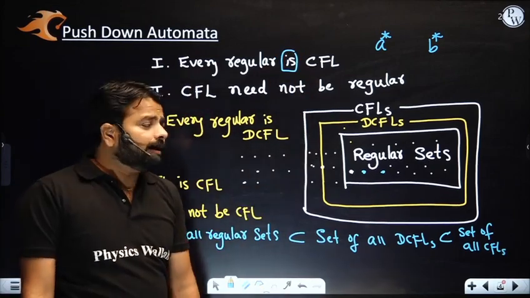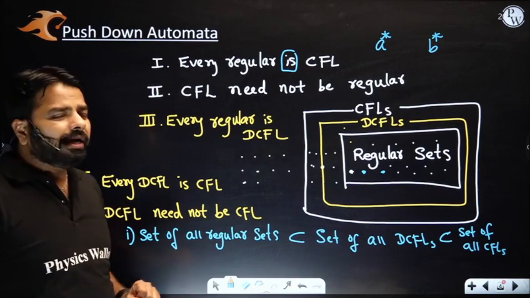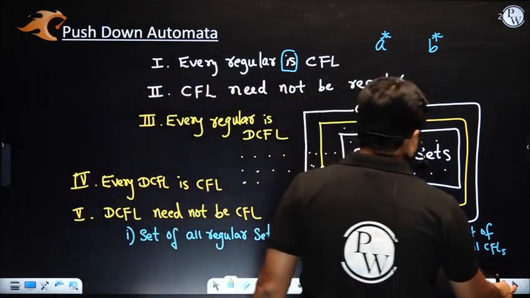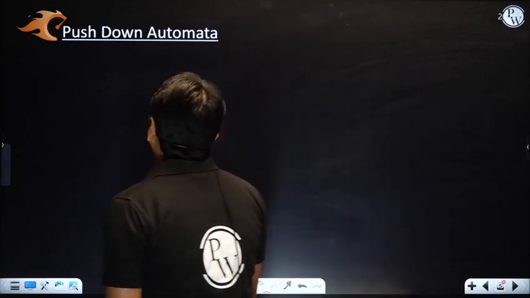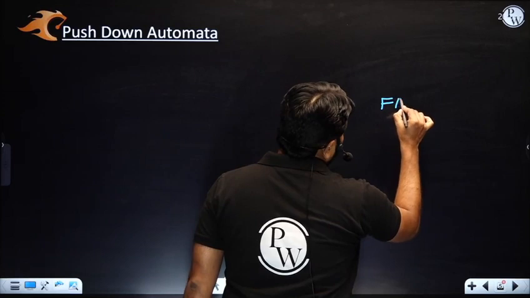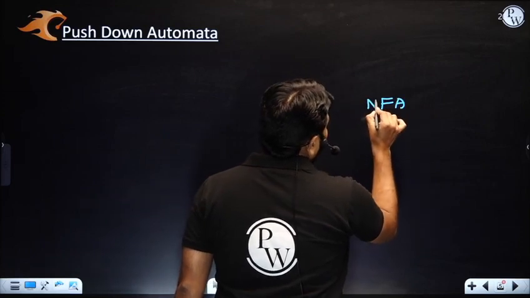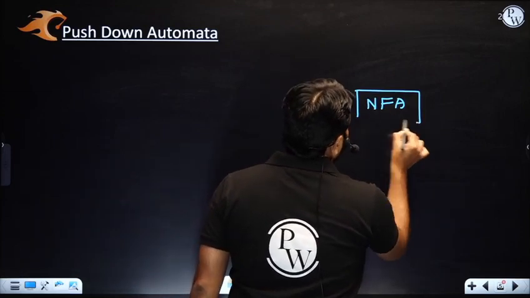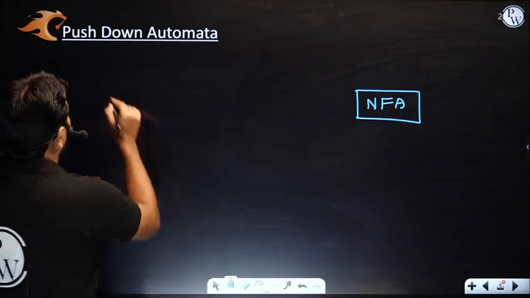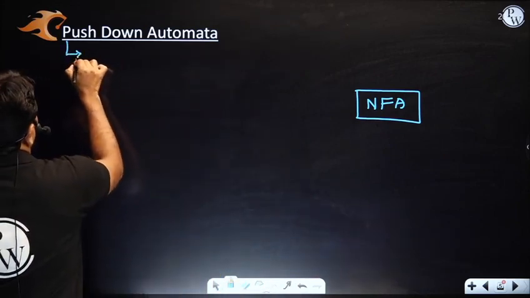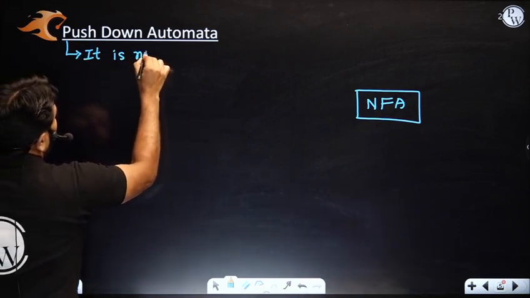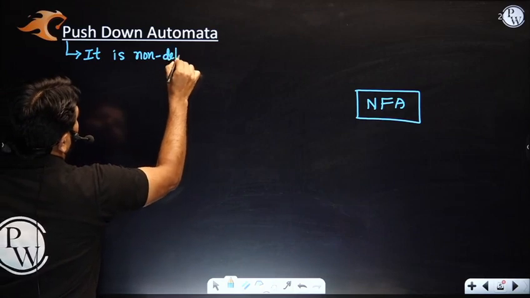Okay, then we will start. What is a pushdown automata now? You have learned what is finite automata. Then let me come from there. You know about NFA. Why am I going for NFA? Because this pushdown automata is by default non-deterministic.